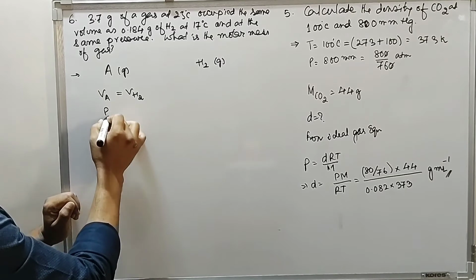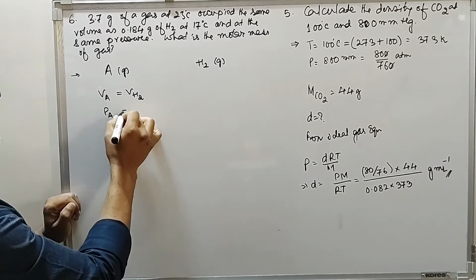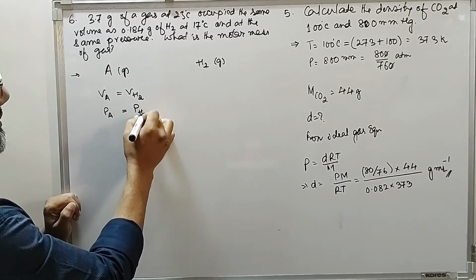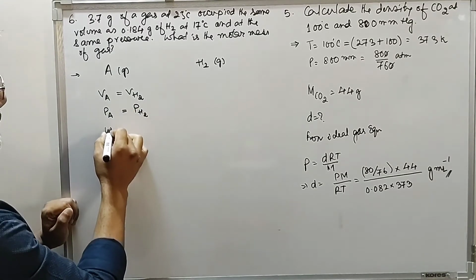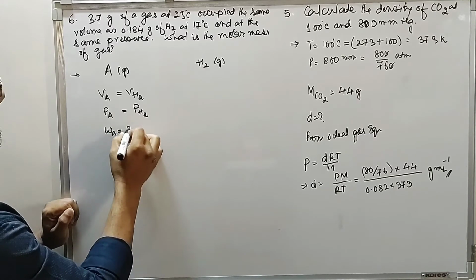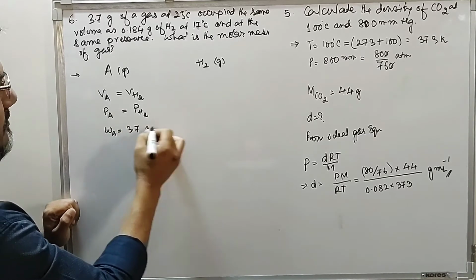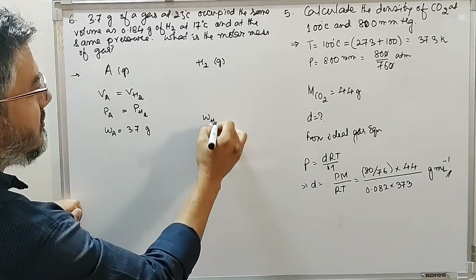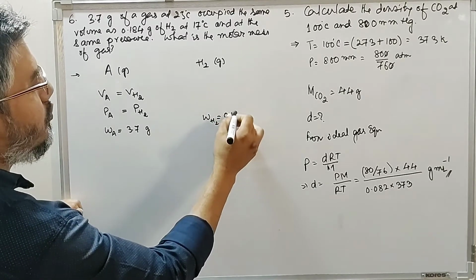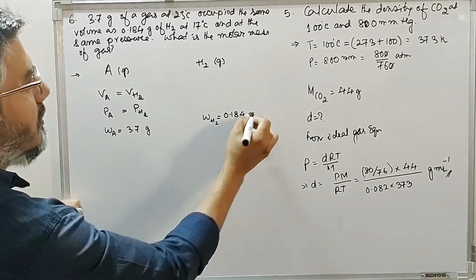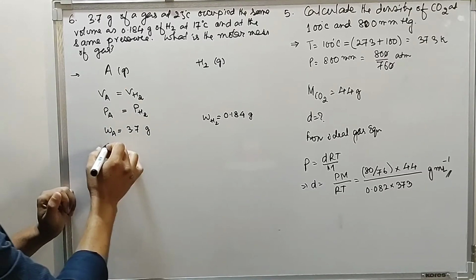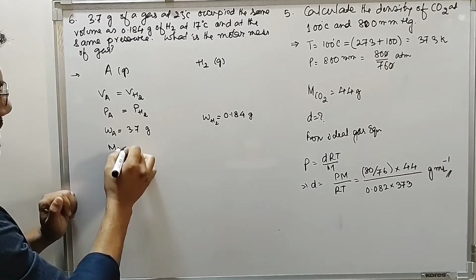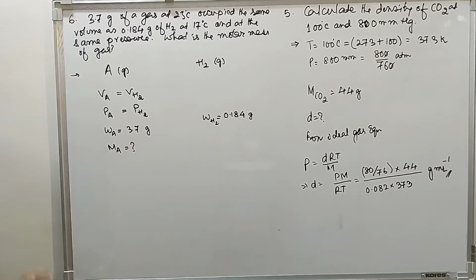Then the pressure exerted by this A gas is also equal to the pressure exerted by the hydrogen gas. Mass of A gas is 3.7 gram. Mass of hydrogen gas is 0.184 gram. So we have pressure and volume the same. Now we have to determine the molecular mass of this unknown gas A.